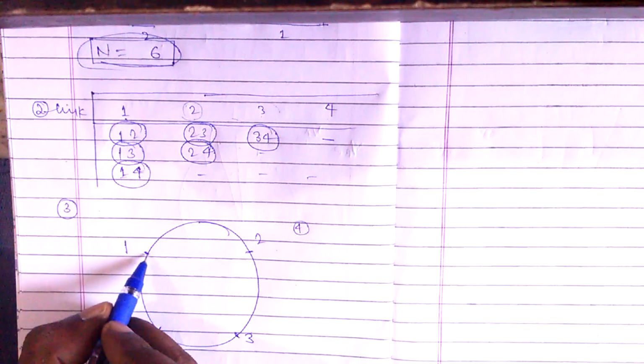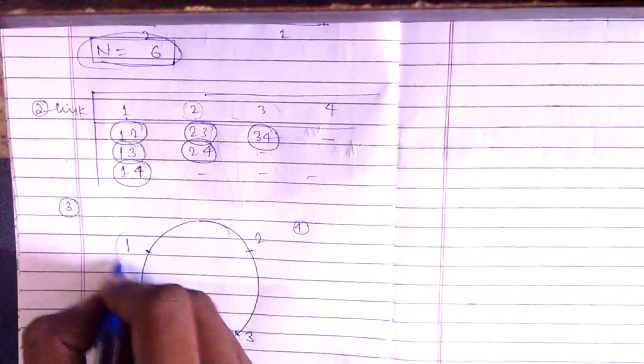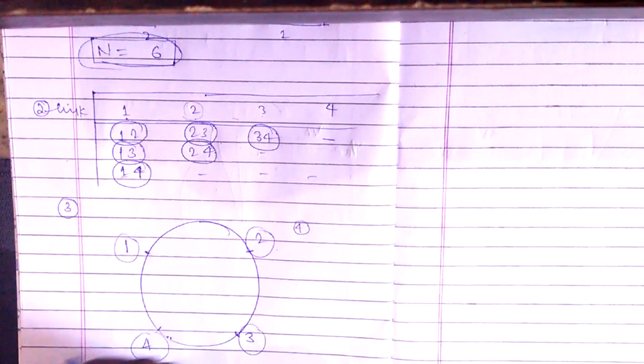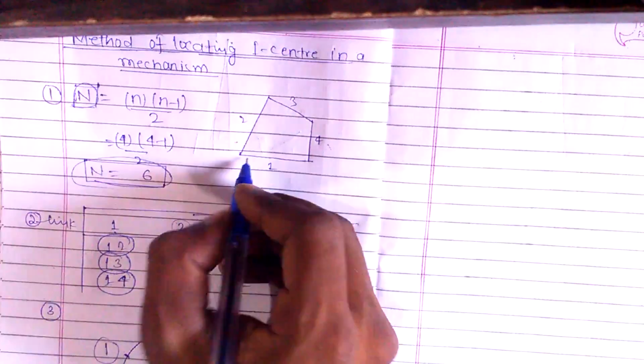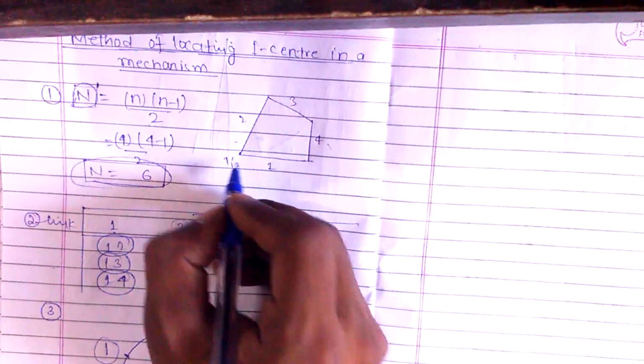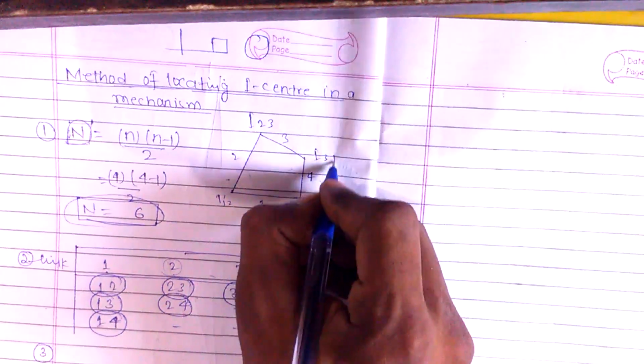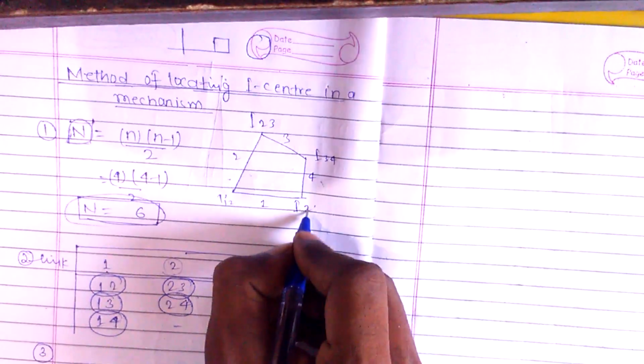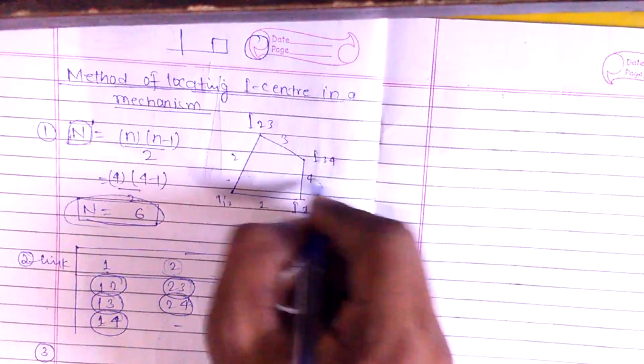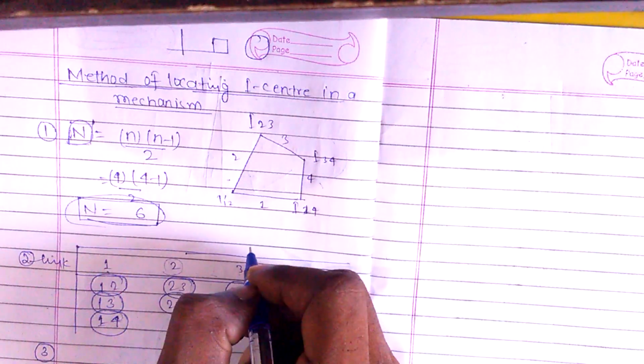Now what we have to do, we have to join these lines. Already I have got these I centers, okay? So these are the fixed I centers. We can see over here, this one is I12, this one is I23, this one is I34, and this one is I14, okay? So these are the fixed I centers, okay?